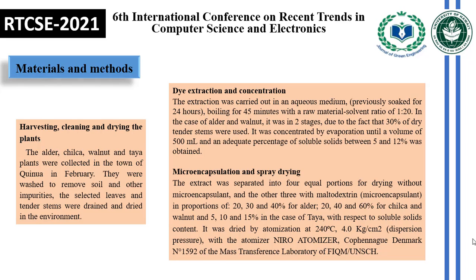Microencapsulation and spray drying. The extract was separated into 4 equal portions, one for drying without microencapsulant and the other 3 with maltodextrin, in proportions of 20, 30, and 40% for alder, 20, 40, and 60% for chilca and walnut, and 5, 10, and 15% in the case of talla, with respect to soluble solids content. It was dried by atomization at 240 degrees, 4.0 kilograms per square centimeter, with the Niro Atomizer, Copenhagen, Denmark, number 1592 of the Mass Transference Laboratory.